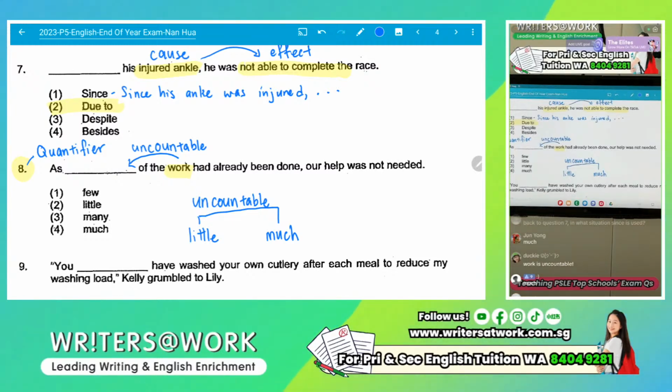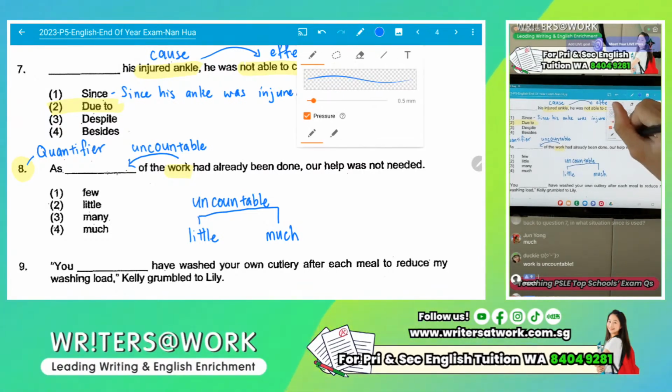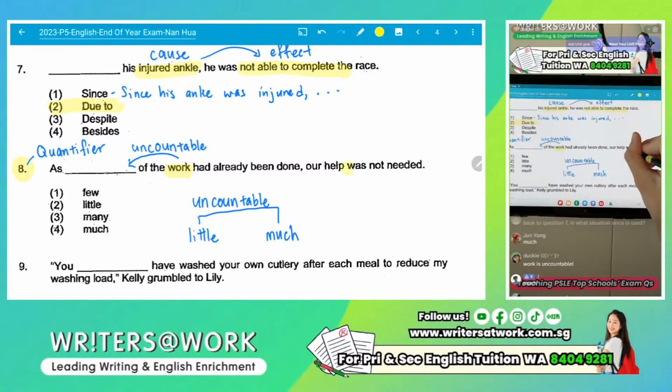Looking at this question over here, the work had already been done. Has a small quantity or a large quantity of the work had already been done? By reading on, we know that our help was not needed. Our help is not needed because the work has mostly been completed, right? Does that make sense to everyone? So a large amount of it has already been completed.